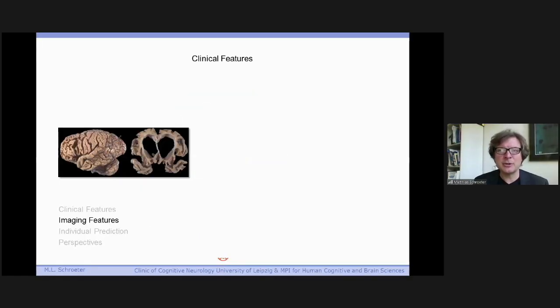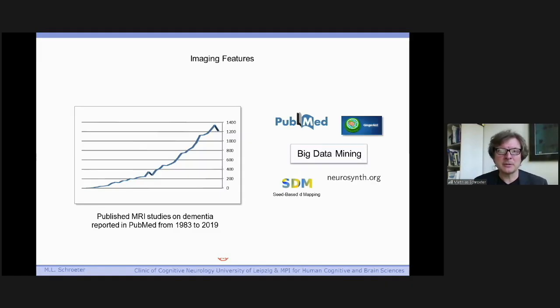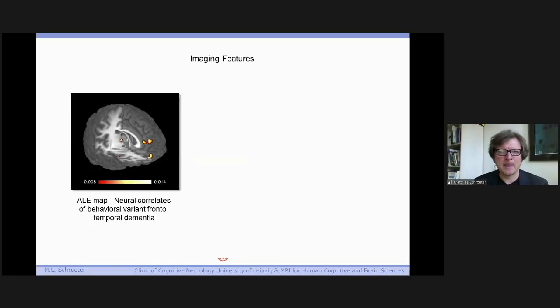Let's start with the imaging features and results for the meta-analysis. In recent years, a lot of studies have been published on MRI and dementia. So we can conduct systematic and quantitative meta-analysis based on these studies published in PubMed and use these data to do big data mining with meta-analytical tools like GingerALE and SDM, or seed-based d mapping. Here are the results for frontotemporal dementia, the behavioral subtype. You see spots or maxima in the frontomedian cortex and in the anterior insula.